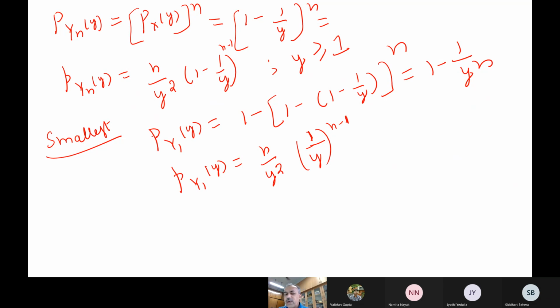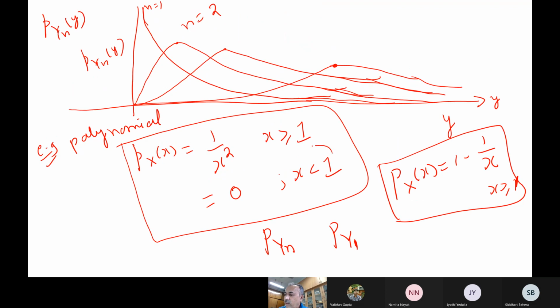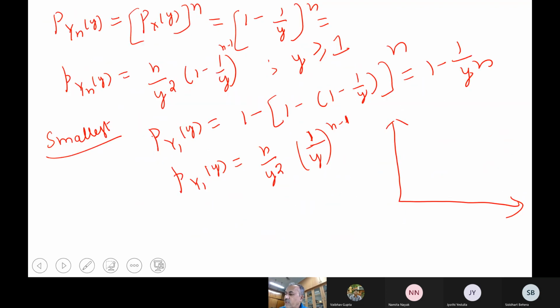For a parent distribution that is a polynomial, but extreme values are something like, if you try to plot this on a computer, yeah. So everything is starting from 1. You followed. So less than 1, everything is 0. So you have to start from 1. Okay. So this is my density function p yn of y.